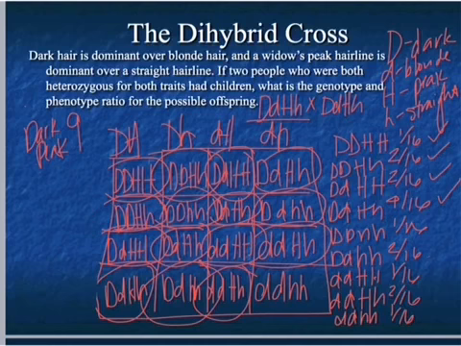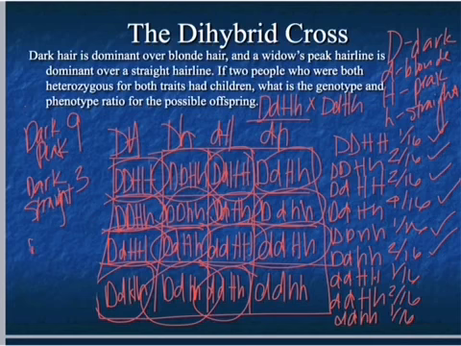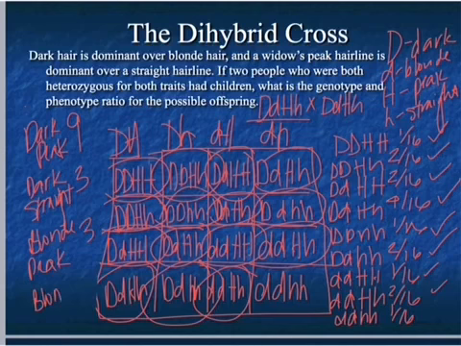Then I go to my next trait, which would be dark hair with straight hairline. And I count those. Anything that has a big D but no big H. So 3. My next combination would be blonde with a widow's peak. So little D's with a big H, 3. My last combination would be blonde with a straight hairline. I just have 1 left.